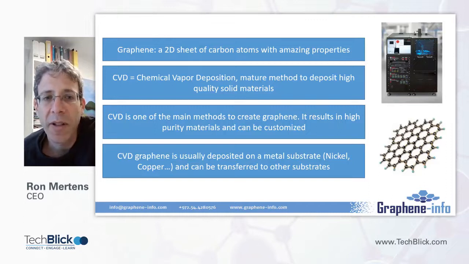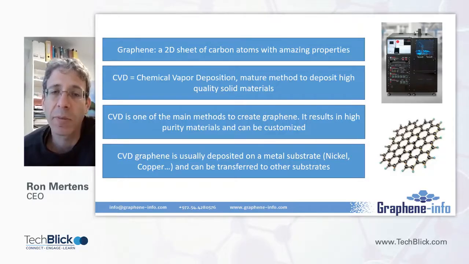Usually, when using CVD, we deposit the graphene on a metal substrate, such as nickel or copper. It can also be done on silicon wafers. The graphene sheet can, however, be transferred to other substrates following the production step.